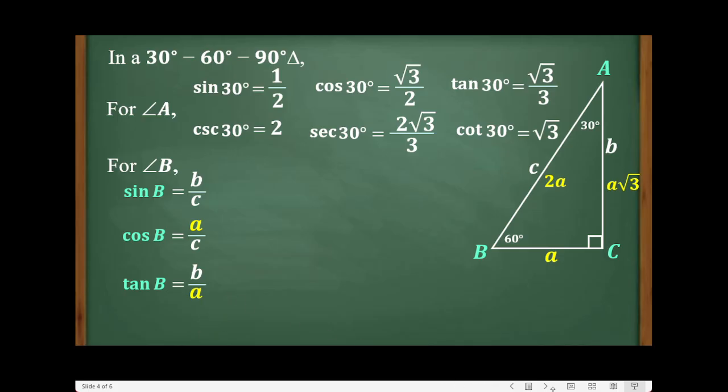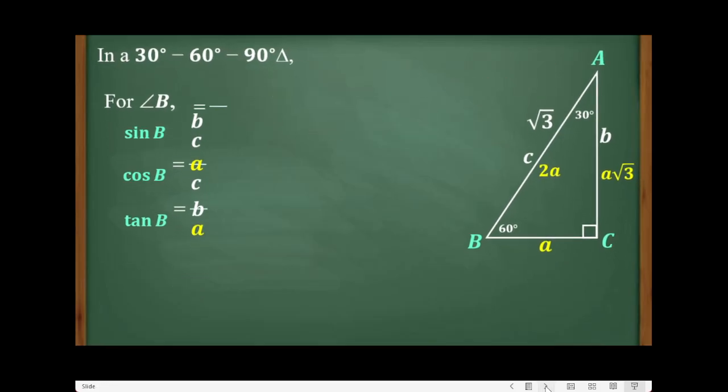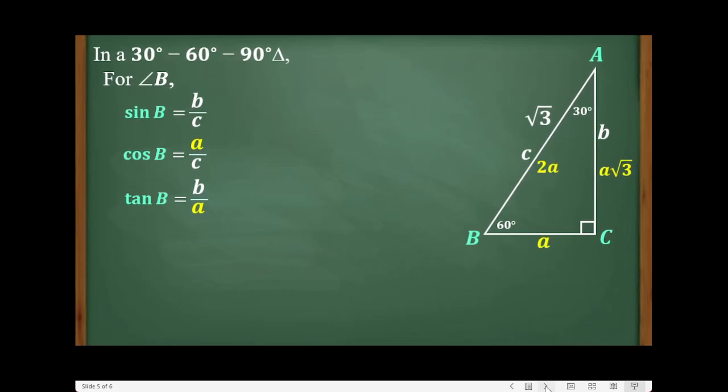And let us have the fourth one, which is the reciprocal of what? The reciprocal of tangent of B, and we are referring to the cotangent of B, which is equal to the ratio A over B. And for the reciprocal of cosine B, that is your secant of B, which is equal to what? C over A. And finally, for the reciprocal of sine of B, that is your cosecant of B, which is equal to C over B.